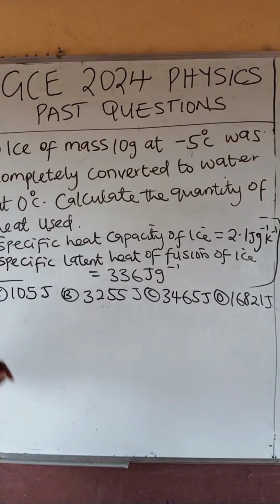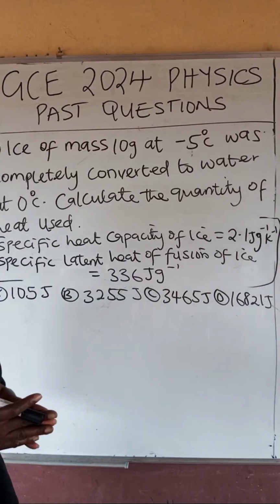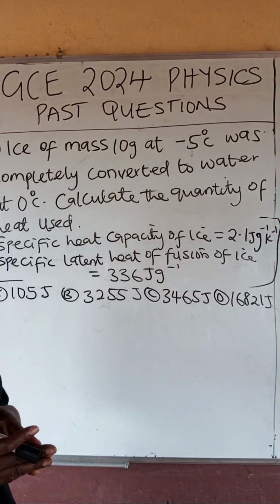All right. So let's look at this question on the board. Number 3, ice of mass 10 kilogram at minus 5 degrees Celsius was completely converted to water at 0 degrees Celsius. Calculate the quantity of heat used. Now, if you're looking at this question, it is under the latent heat of fusion. Latent heat of fusion. Okay?